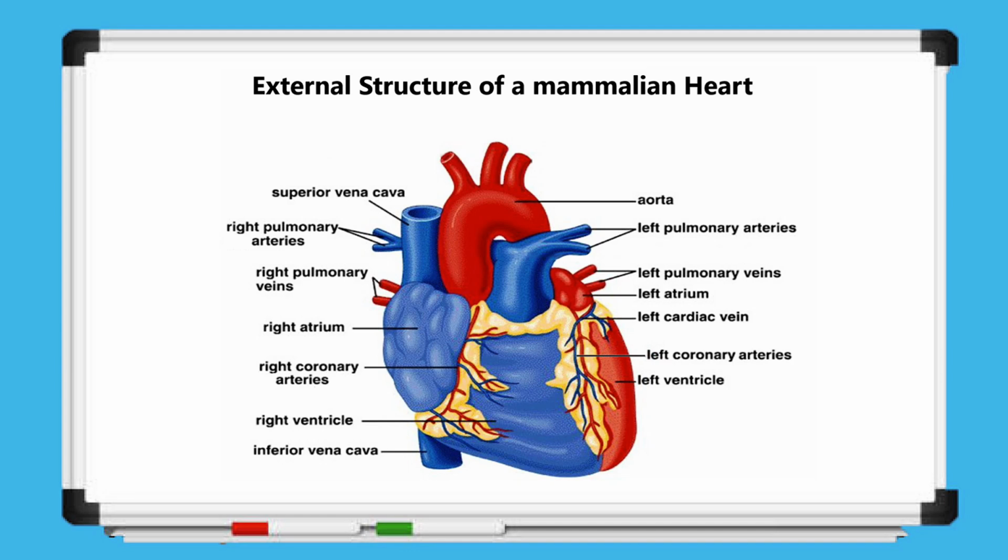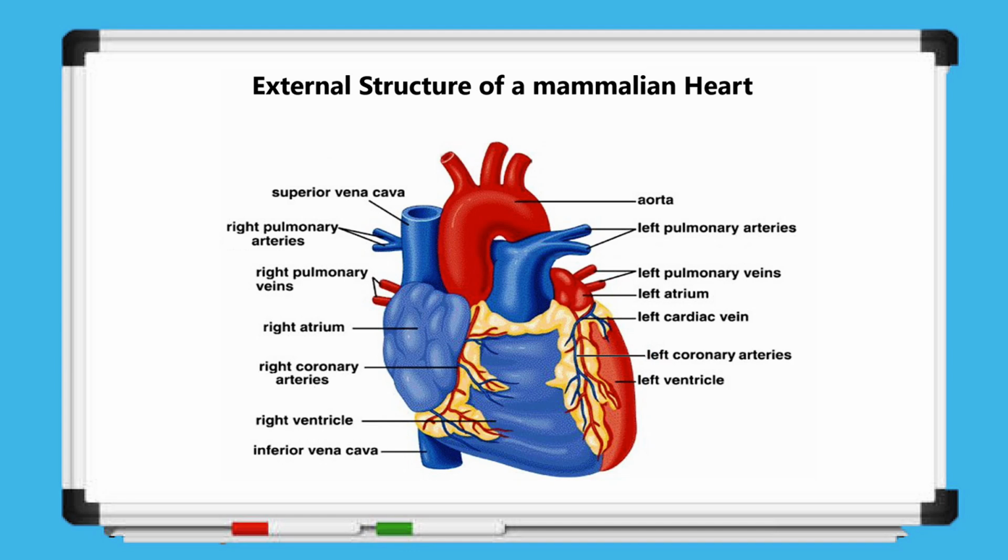The aorta, the largest artery in the body, begins at the left ventricle and delivers oxygenated blood to the entire body. Just below it, the inferior vena cava carries deoxygenated blood from the lower body back to the right atrium. The left atrium, one of the upper chambers, receives oxygenated blood from the pulmonary veins. Close by, the left cardiac vein runs alongside the left coronary artery and drains into the coronary sinus, ensuring the heart muscle receives its own supply of blood.